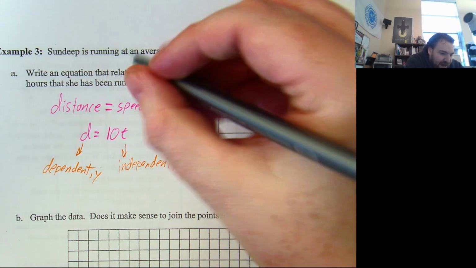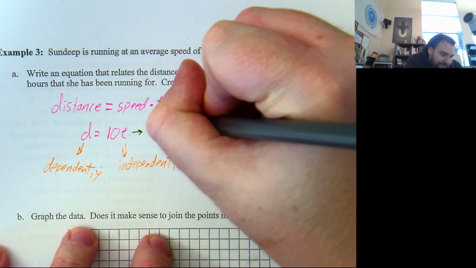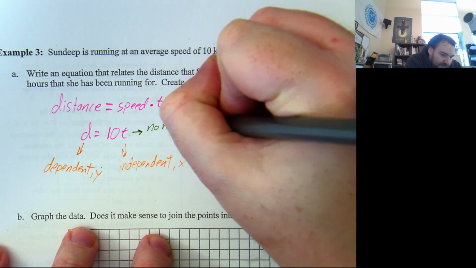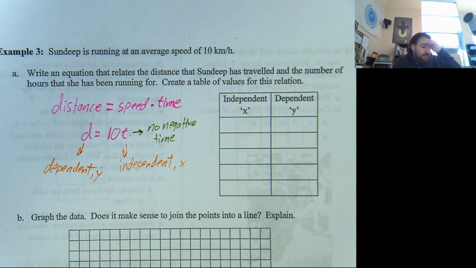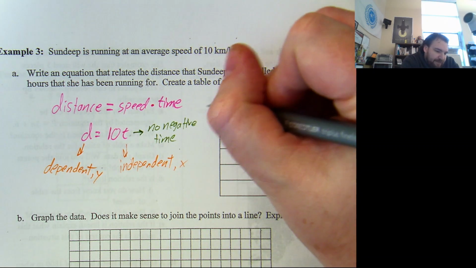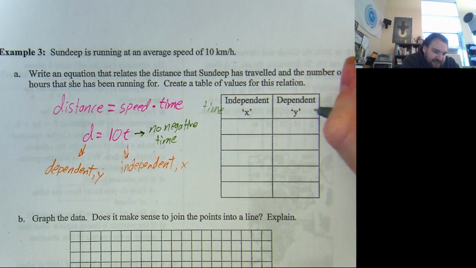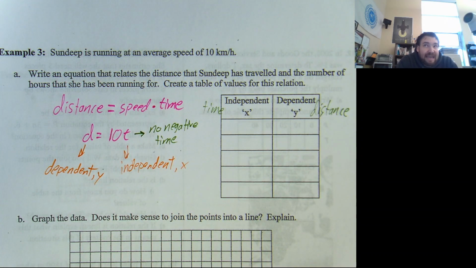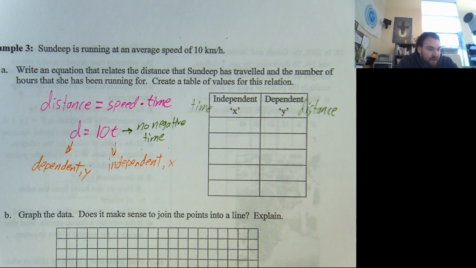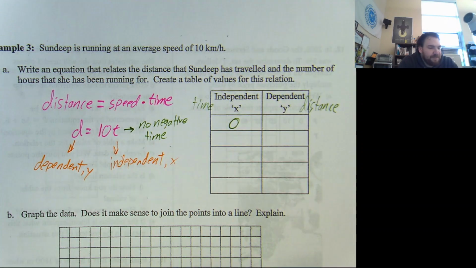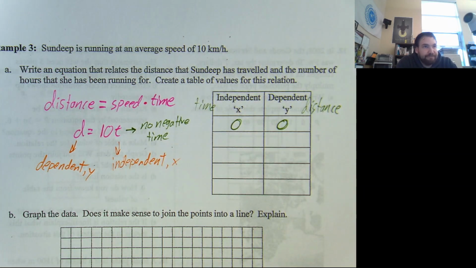You cannot have negative time. No negative time. So now, based on this equation, let's go ahead and figure this out. Our independent is time, our dependent is distance. So let's pick some values for the time and see how far Sandeep could have run. Smart value always to pick is 0. And Marcus, if no time has passed, how far has she run? Nowhere. Distance traveled is 0.